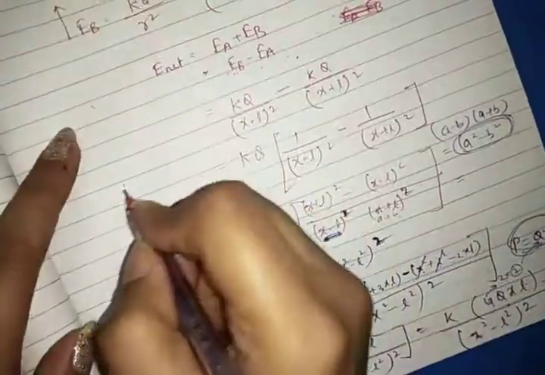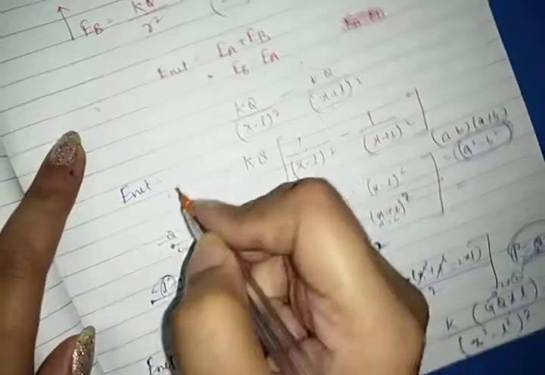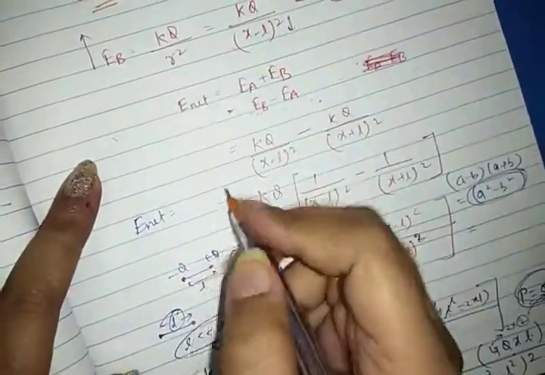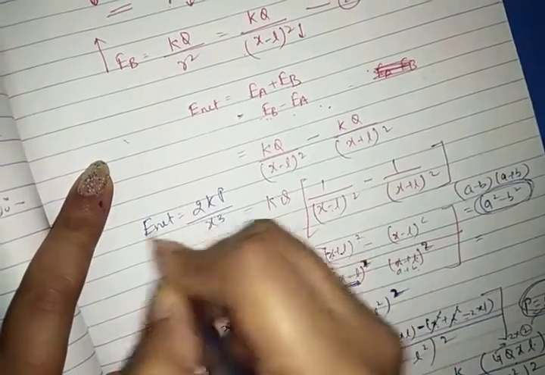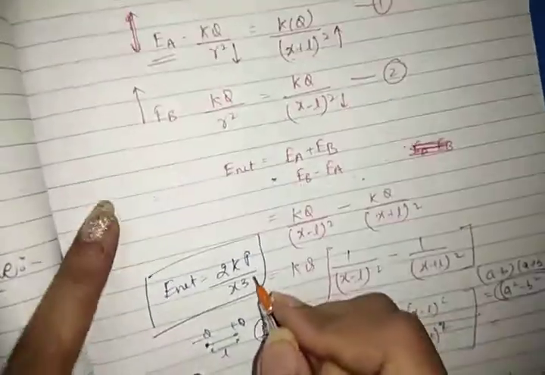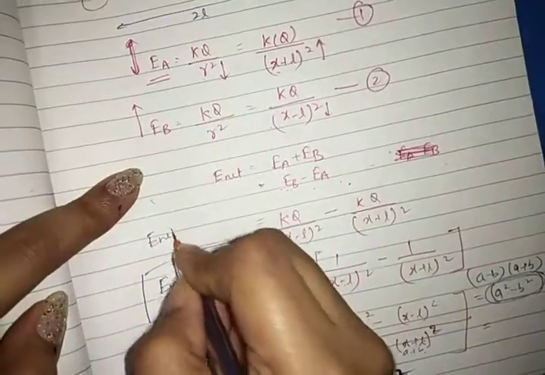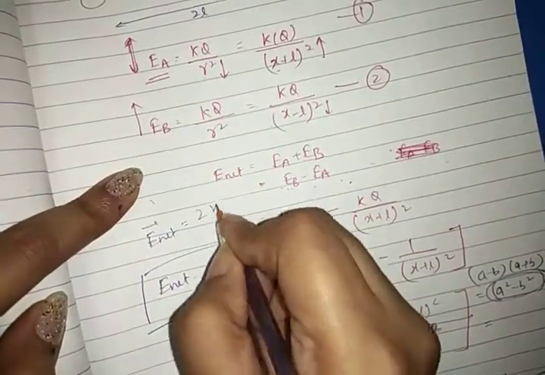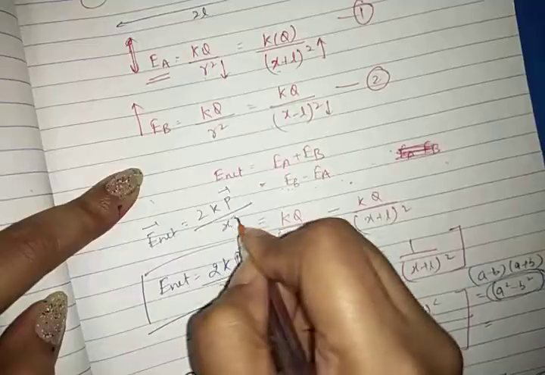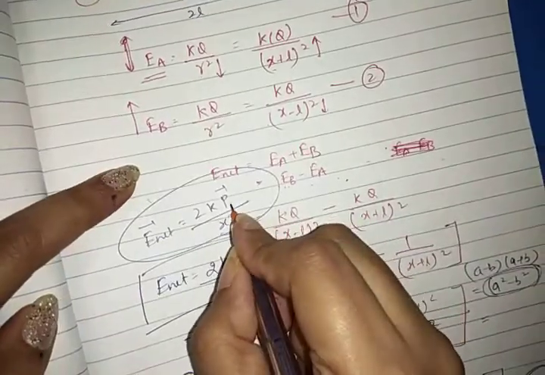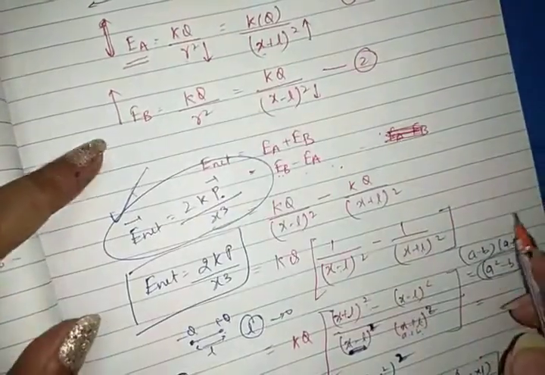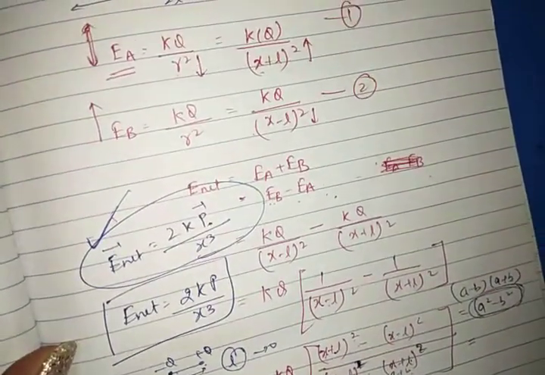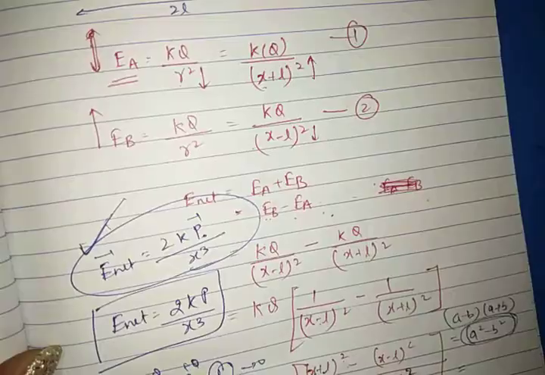So the net electric field for the axial arrangement will be 2kp upon x cube. If you want to take the direction, then the vector form of the electric field will be 2k vector p upon x cube, where p's direction is from the minus q charge to the plus q charge. So this will be the net electric field if you consider the axial arrangement of the electric dipole at point P.